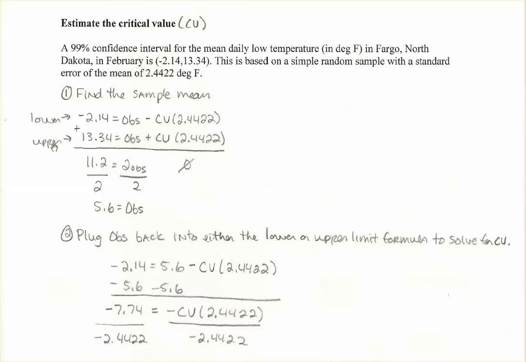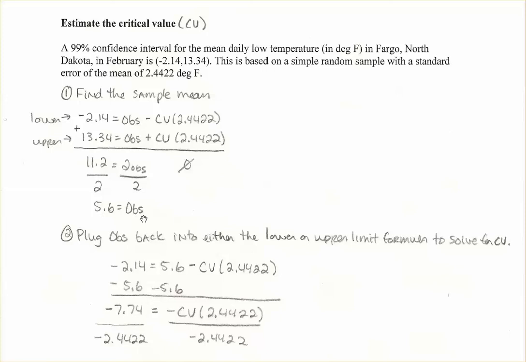So we've got our 2.14 from up here, our 13.34 from up there, put them in, equal to observed minus our critical value times, and in this case, they actually gave you the standard error, which is really nice. You didn't have to find it. So we've got our standard error there. By doing our algebra, we ended up with 5.6 observed.